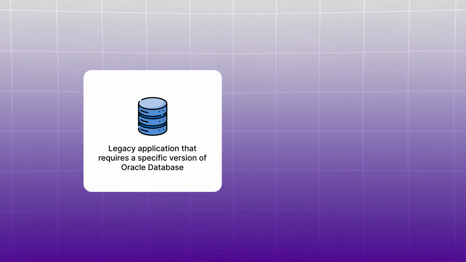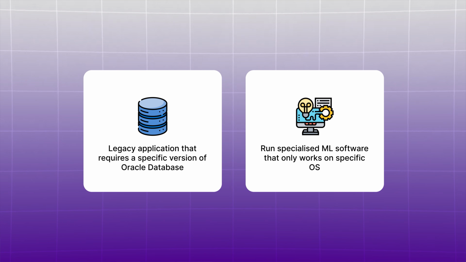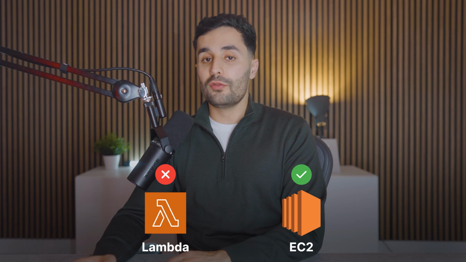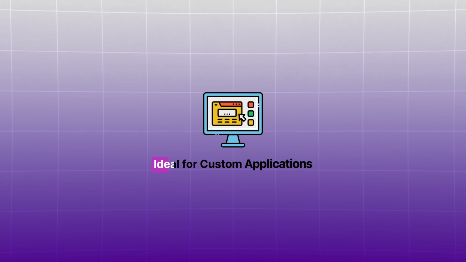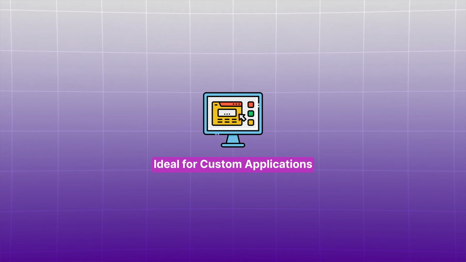This makes EC2 perfect for applications that need specific configurations or software that can't run in more restricted environments like Lambda. For example, if you're running a legacy application that requires a specific version of Oracle database, or you need to run specialized machine learning software that only works on certain operating systems, EC2 gives you that flexibility. Now, unlike Lambda, where you're limited to supported runtimes and libraries, with EC2, you can install virtually any software or framework that you need, making it ideal for custom applications that have particular dependencies or requirements.